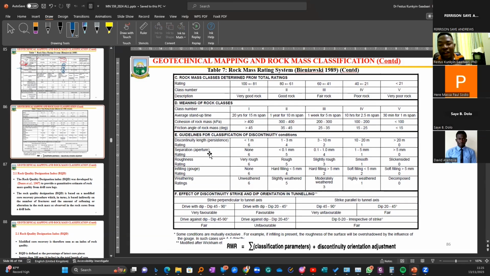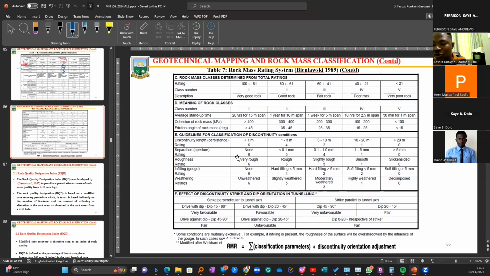So if you have separation and aperture, you have to rate that. If you have infilling, it means that you have a crack and then it has been filled with some soft material. You have to rate it. And then the weathering condition, you look at the surface and it's all weathered. You saw the sample I showed you, it was brownish in nature. So with that behavior, you have to rate them. So let's see, what rating can we give to this one?